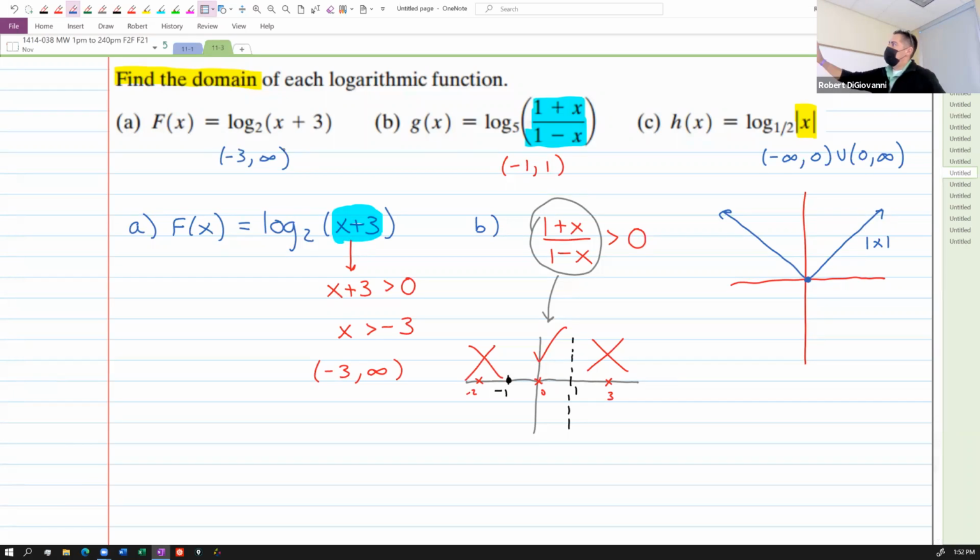At the end of the day, for all of these log functions, if you're asking for the domain, all you're going to do is take what's inside the function, set it greater than 0, and solve. It might be a linear inequality. It might be a rational inequality. It could be a quadratic inequality. There's a lot of things it could be, all right?